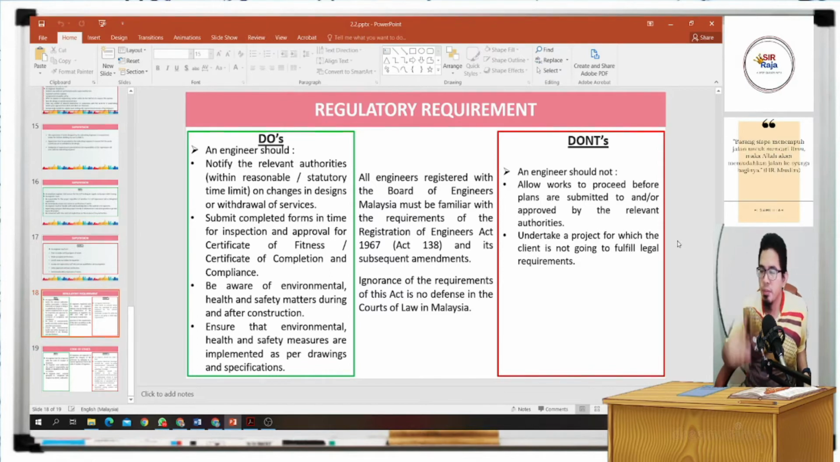I forgot about the name, but basically Majlis Daerah and so on. Majlis Daerah, Majlis Bandaran, Majlis Bandaraya. So what punishment will an engineer get if he proceeds and allows any work without the right authority's permission? I can give you an example of what happened.